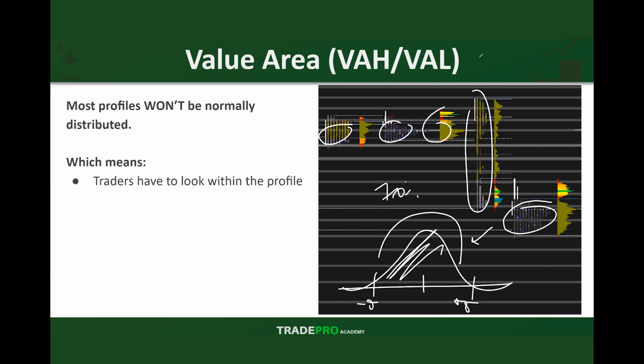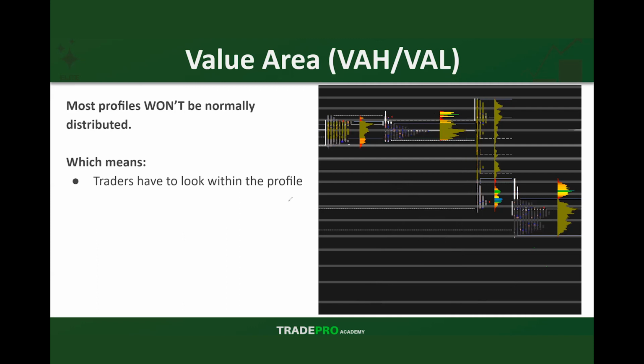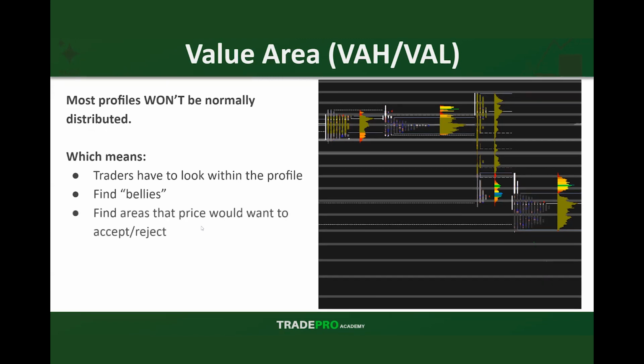And we have to understand that. We have to understand where those distributions are. We have to look within that profile to find those areas and break them down. We have to find those bellies. Now, find areas where price would want to accept and reject as well, meaning that if we have multiple very large distribution blocks within a value area, we'll want to deem which one is going to be the largest, the most important, especially in market profiles.